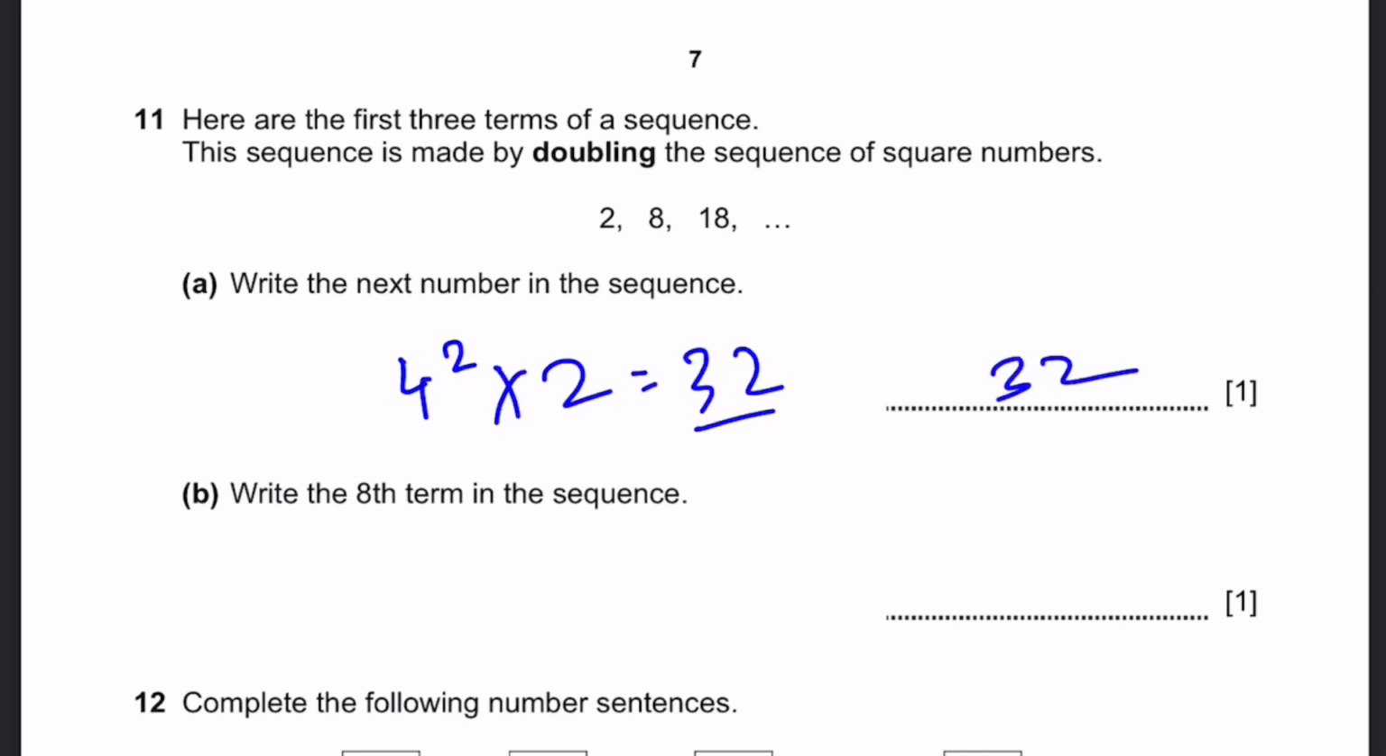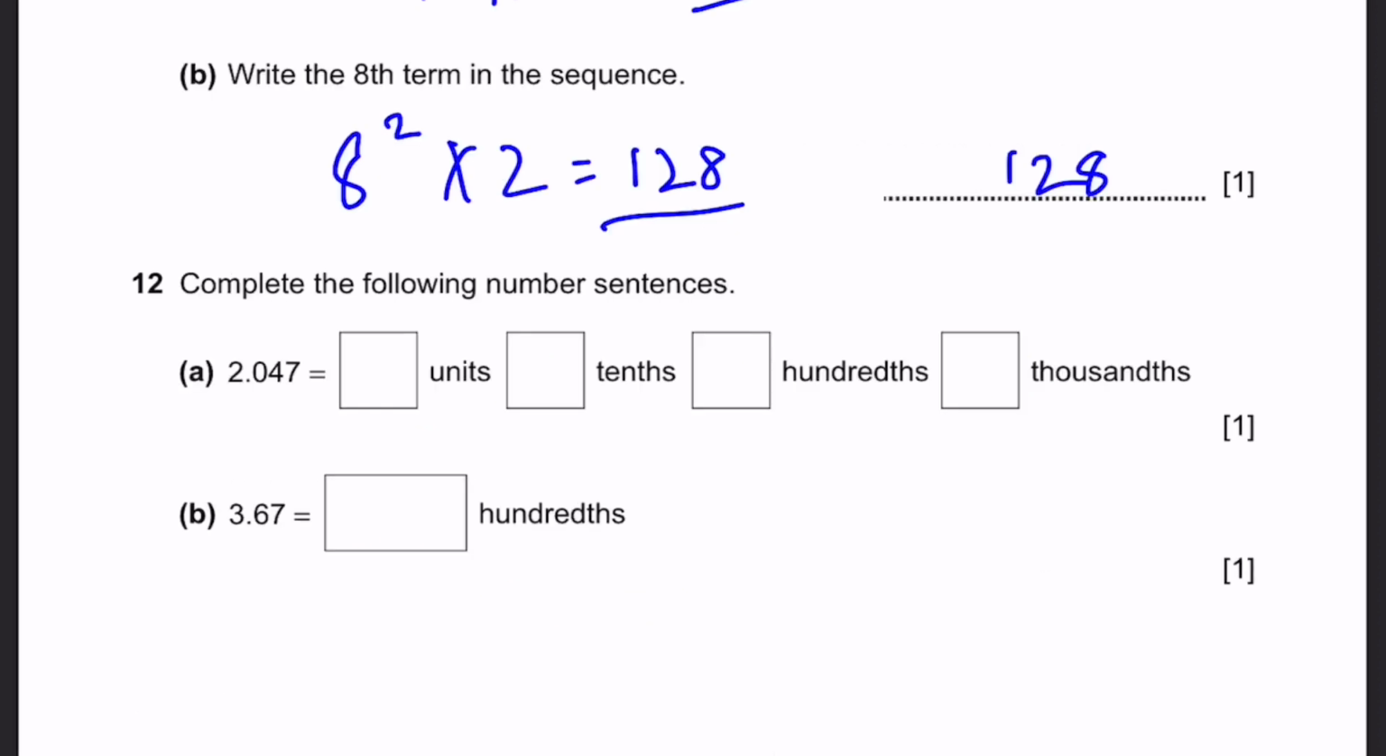B, write the 8th term of the sequence. That's just 8 squared into 2, which is 64 into 2, 128. That's the answer. Question 12. Complete the following number sentences. 2.047 is dash units, dash tenths, dash hundredths, and dash thousandths.